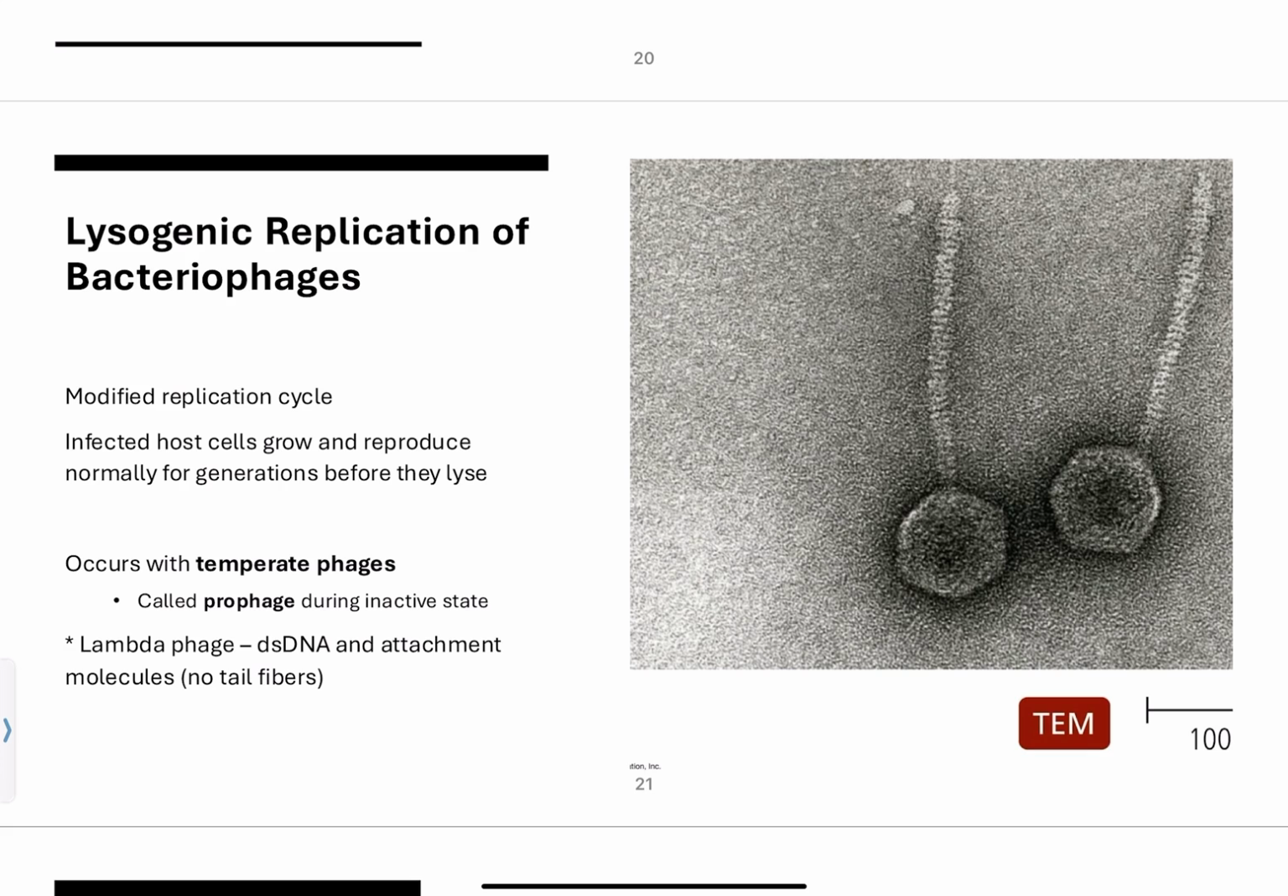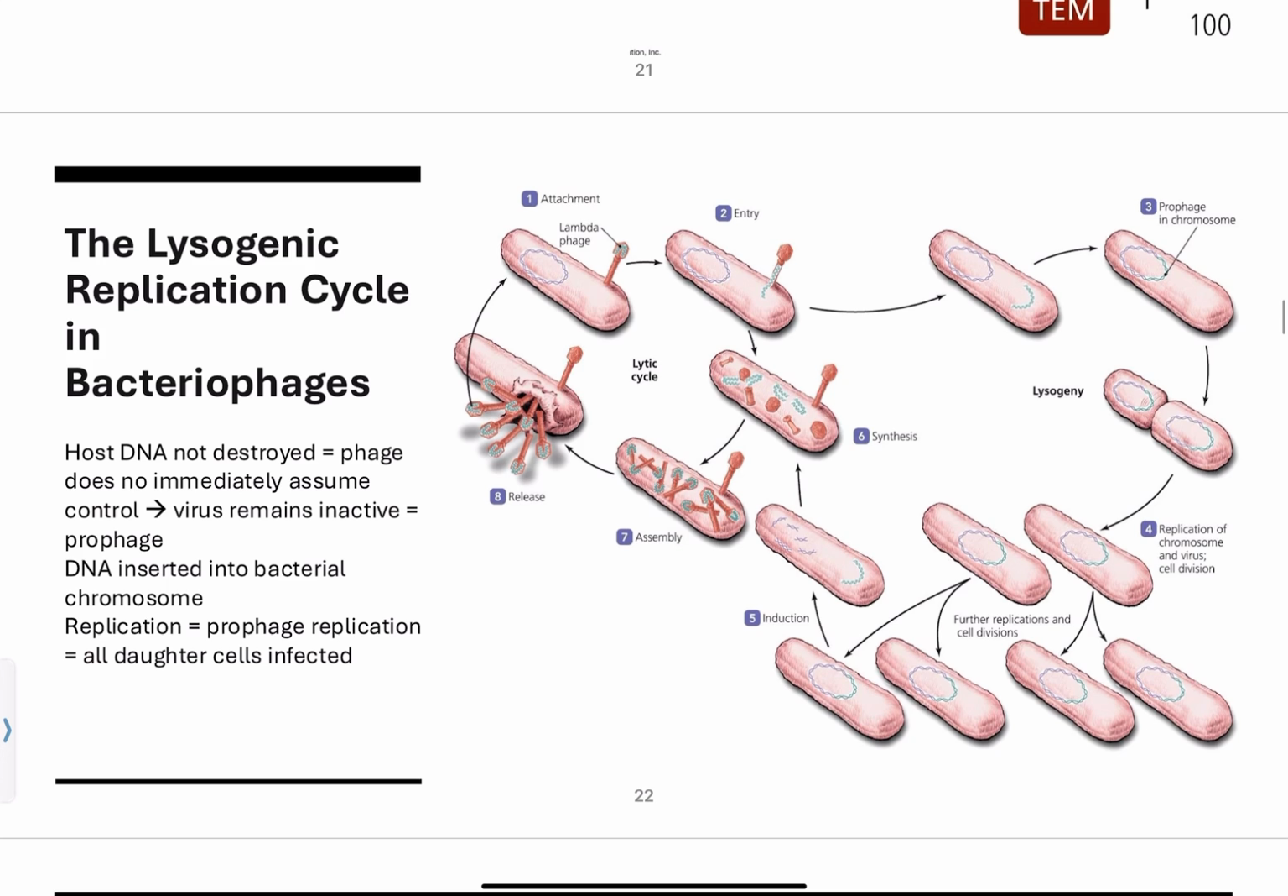But if something like UV light, radiation, or stress occurs, the prophage can be triggered to reactivate. When it does reactivate, it's going to switch to the lytic cycle that we just talked about and then burst, or lyse, the host cell.